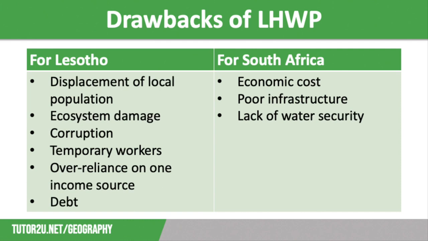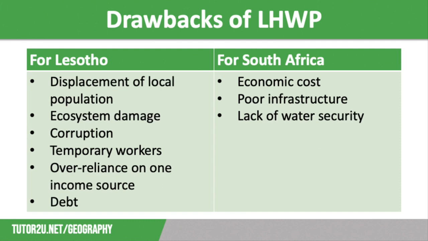Temporary workers have also caused problems in the area, so many workers have moved into informal settlements around the construction sites where alcoholism has been a huge issue and the spread of HIV and AIDS has been rife. We also have the over-reliance on one income source. 75% of Lesotho's income comes from transferring water to South Africa, and that makes it economically vulnerable.